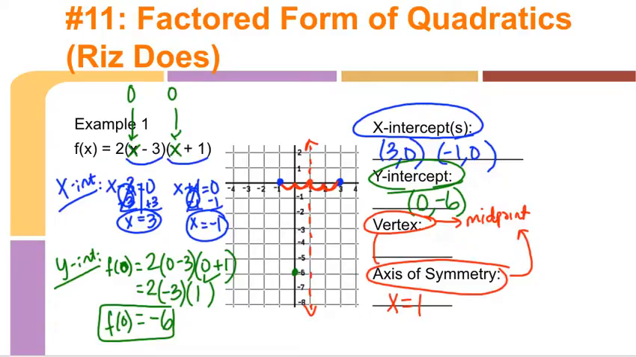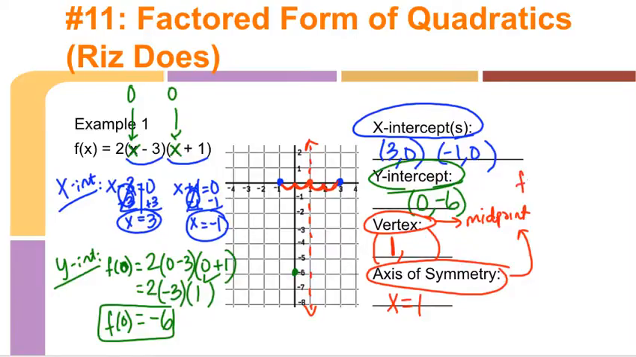And that means I also know that my vertex is going to be 1 comma something. So all I need to do to figure out the y value of my vertex is to substitute it into the function. Just like I did with the y-intercept, except I'm not going to plug in 0 now, I'm going to plug in 1.